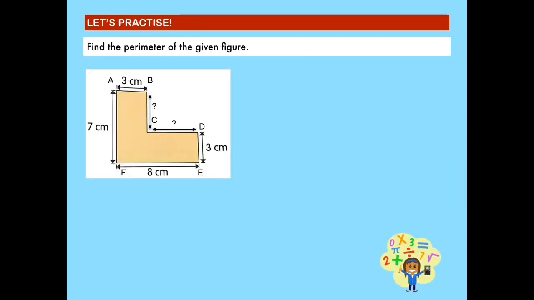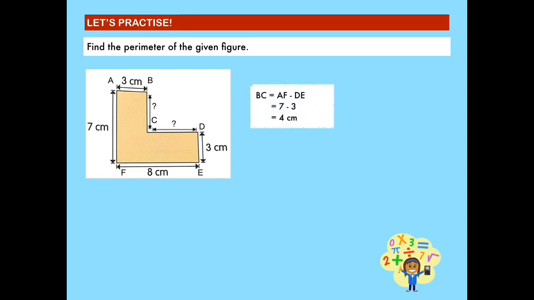Let's practice some more. Look at the given figure. Let us find the perimeter of the given figure. To find the perimeter of the given figure, we add all the sides together. But then again, we need to find the length of line BC and line CD first.